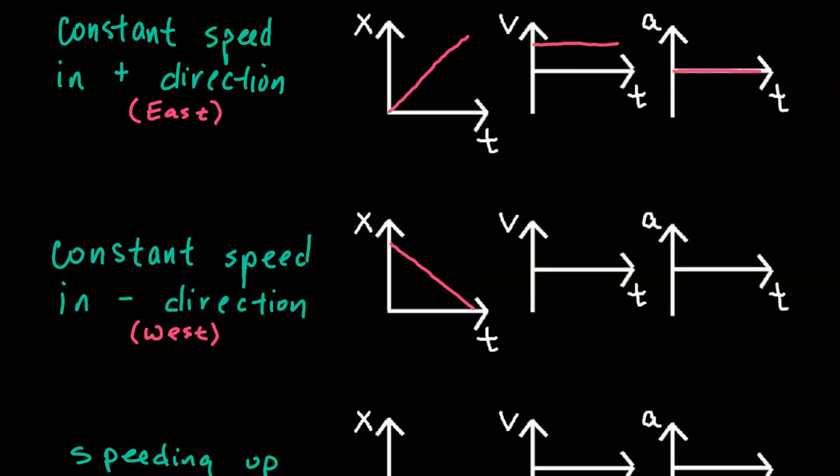It's just a direction. On the velocity graph, it's going to look like this. It's a horizontal line because the velocity isn't changing. And so since the velocity is not changing, the acceleration is going to be 0.